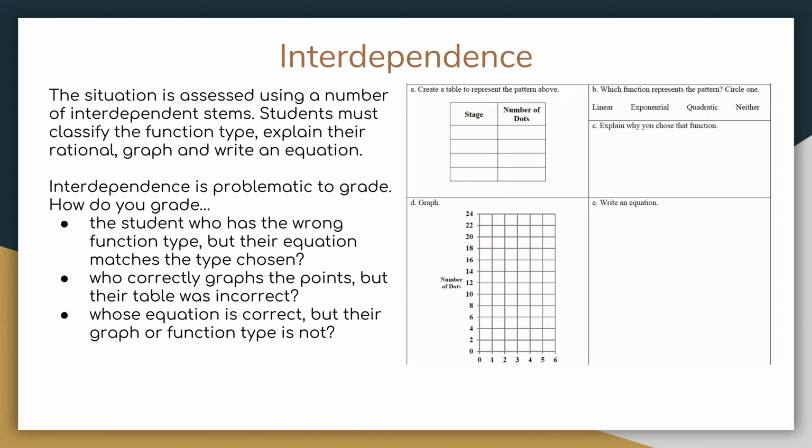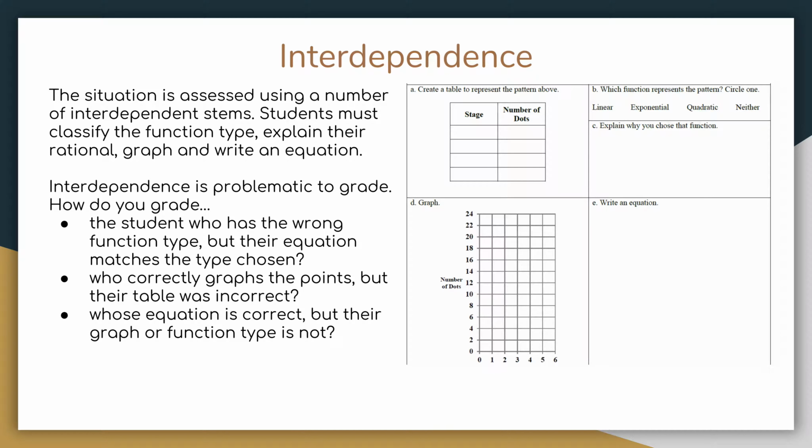Let's think about the third bullet. What if a student's equation is correct, but their graph or function type is not? Again, what do you do? They have shown some understanding, but are we sure that that understanding really reflects what students know? We have a case where we have discrepant information and it's not clear.